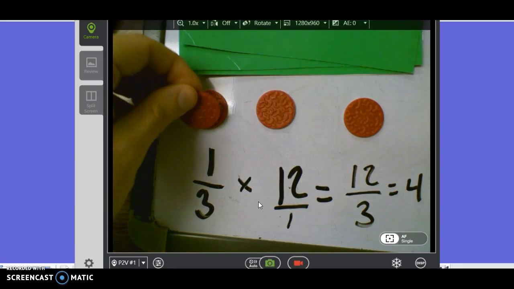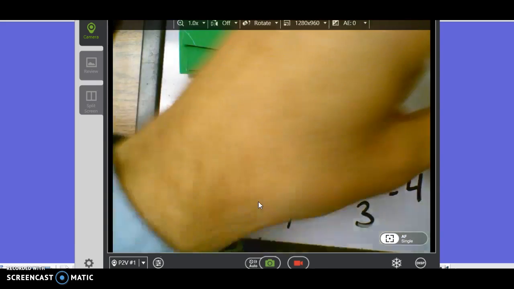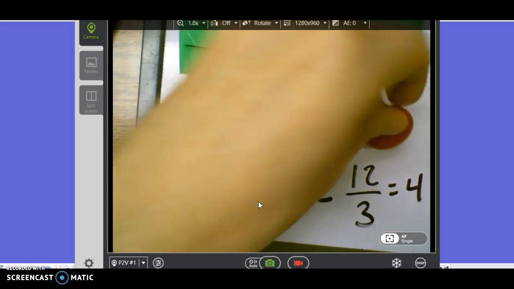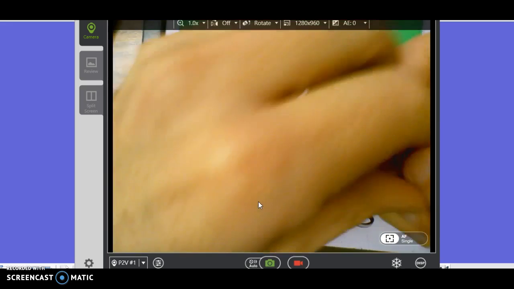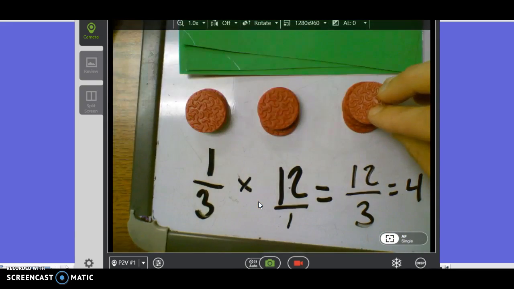So that's 1 in one group, now 2 in a group, 2 in a second group, 2 in a third group, 3 in a group, 3 in a second group, 3 in a third group, 4 in a group, 4 in a group, 4 in a group.